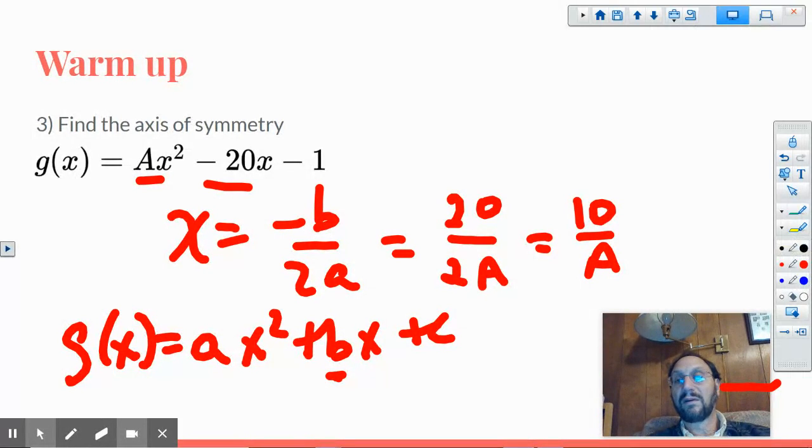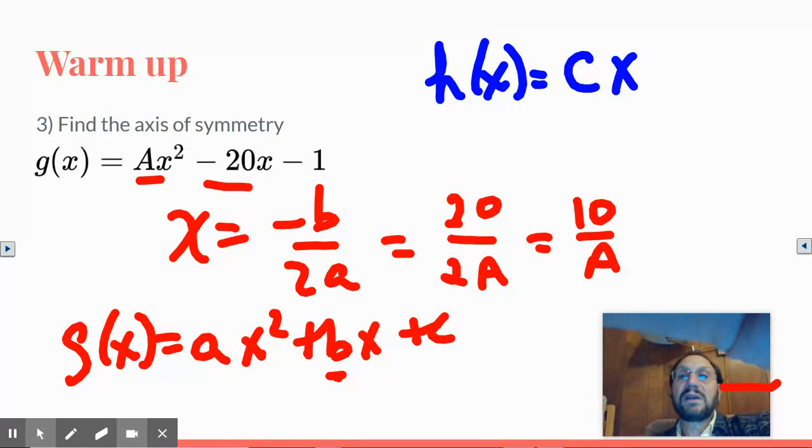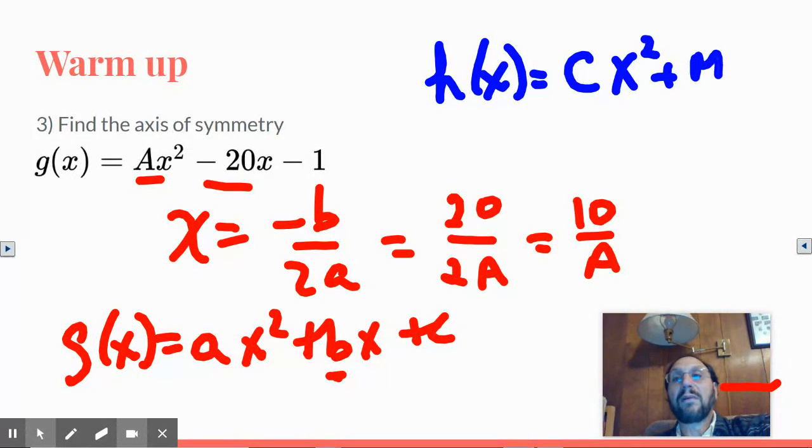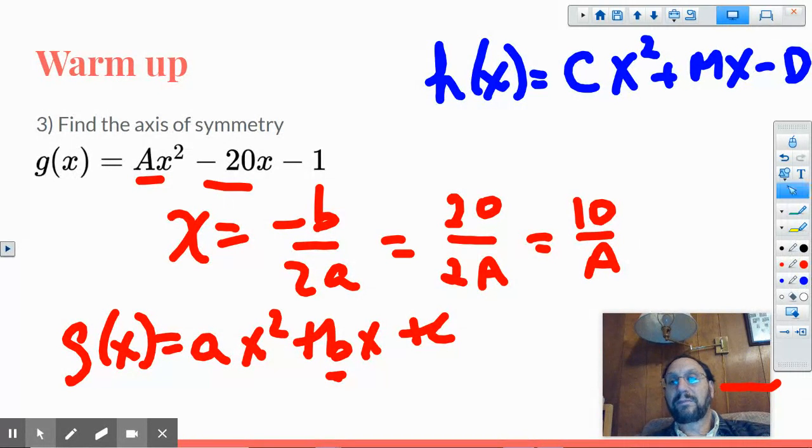Now, try another one. I'll give you this one. H of x is equal to, just to be interesting, cx squared plus, how about mx minus d? Yeah, I can use whatever letters I want there. It doesn't matter what they are. Go ahead and pause and try to figure out the axis of symmetry.